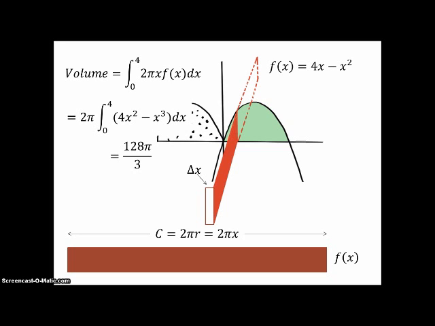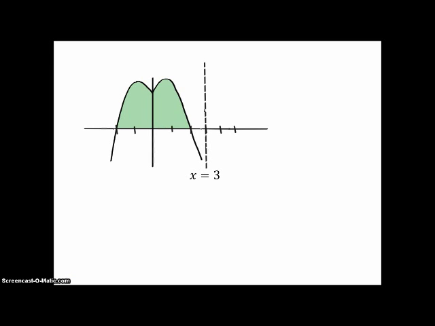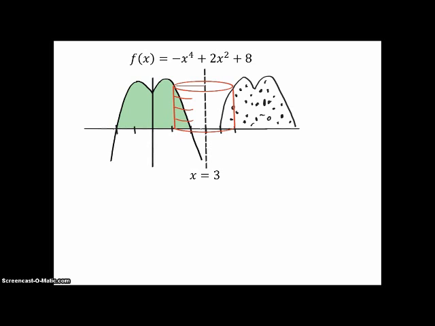Okay, so that was a fairly simple example. Let's try a slightly harder one. Here's another region, and this time we're going to rotate it around the line x equals 3. Here's what that function is algebraically: negative x to the fourth plus 2x squared plus 8. There's your faux region and the cylindrical shell.